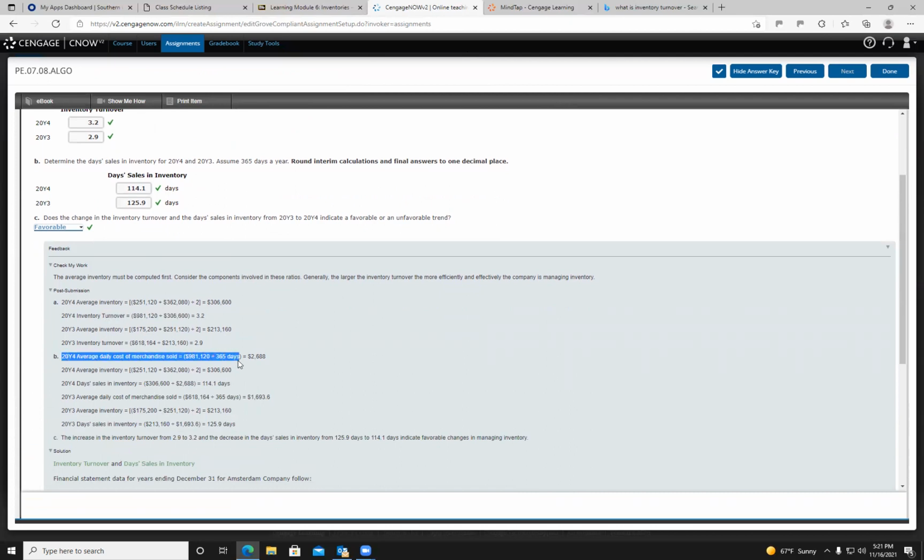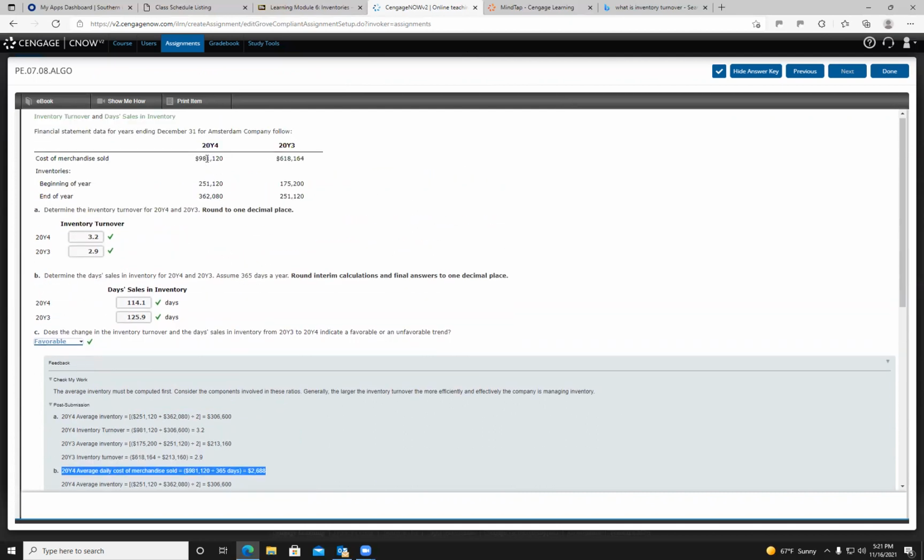The average daily cost of merchandise sold is you take the total cost of merchandise sold, which here is 981,120, and divide it by the total number of days in a year. So their average daily cost of merchandise sold is $2,688. On an average, their cost of merchandise sold per day equals out to an average of $2,688 per day.